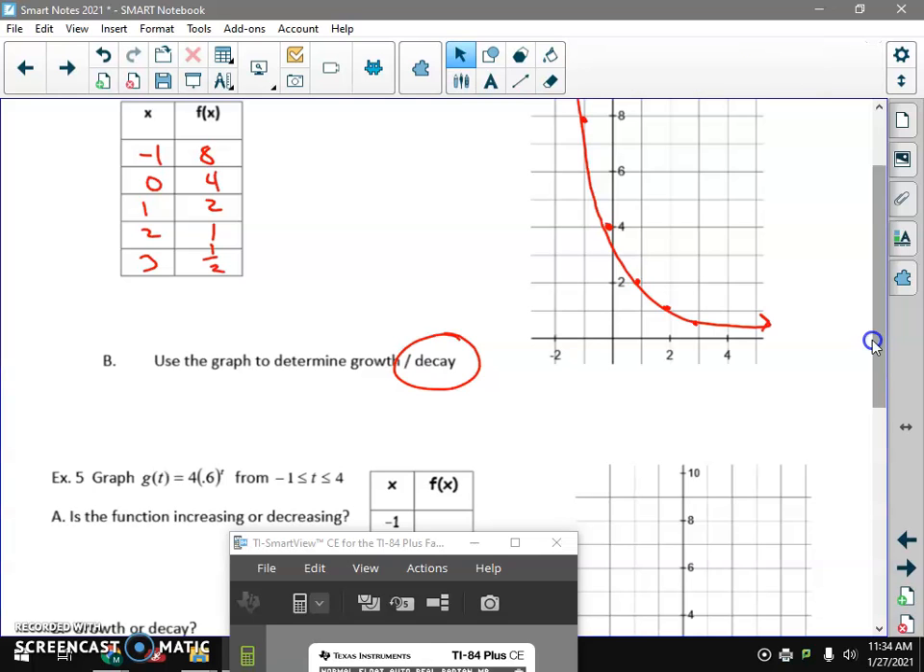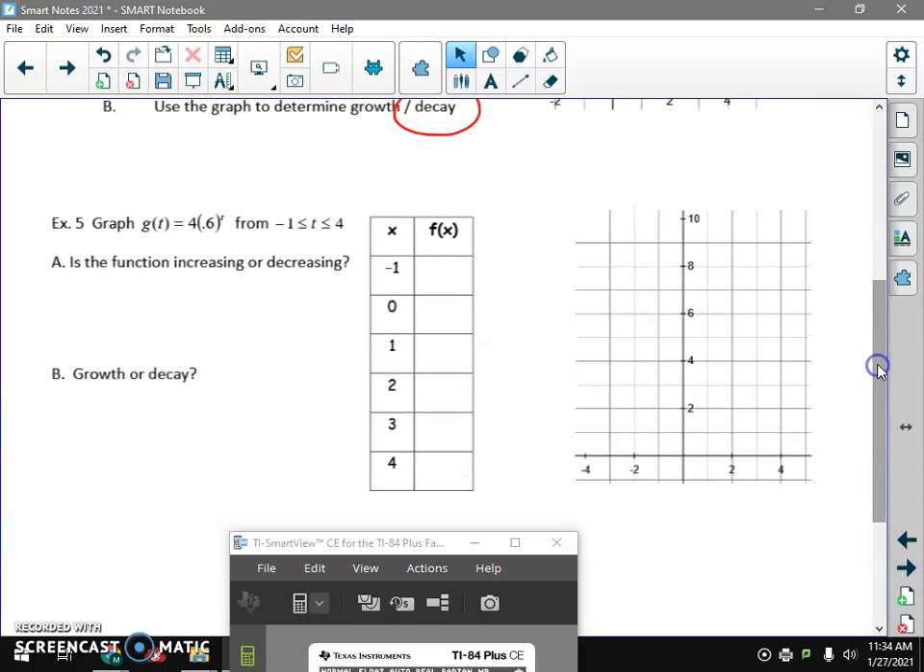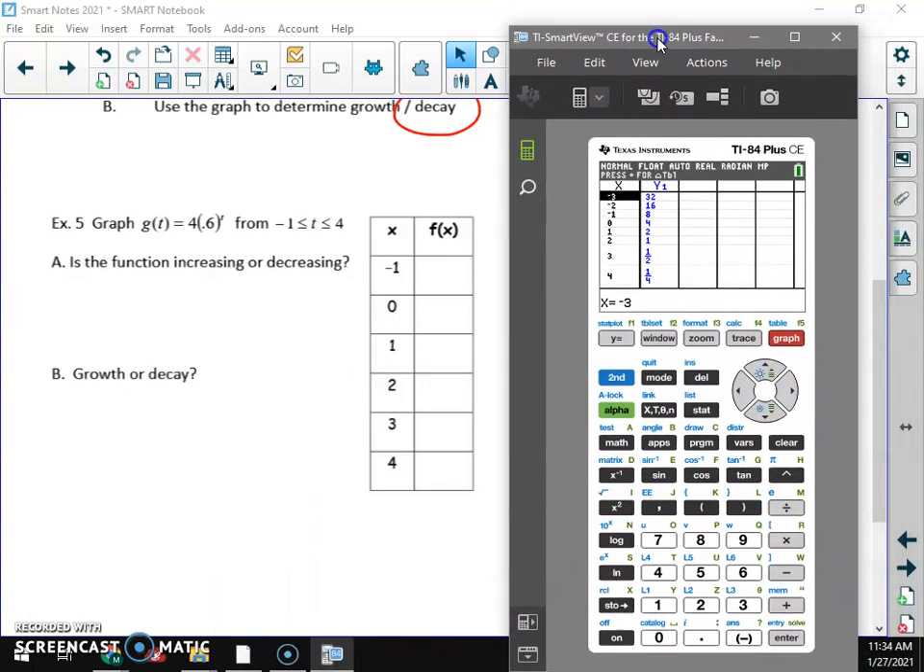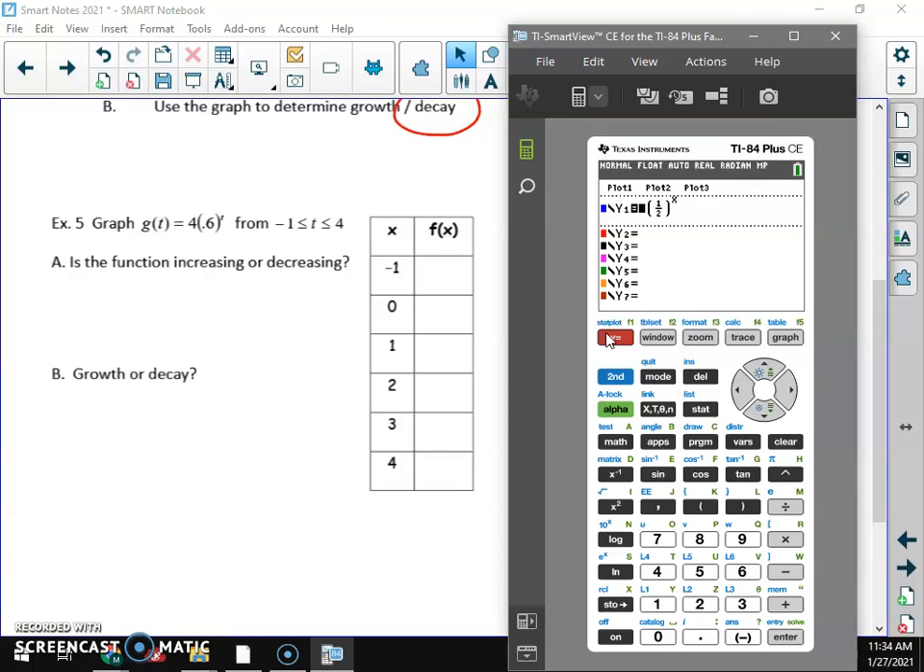All right, example 5. This one's a decimal one. 4 times 0.6. And again, the 4 is not the important one. It's the 0.6. 0.6 is a decimal, less than 1. So again, I'm going to guess decay. Let's see what happens. Go to our calculator. Let's get rid of what we have. 4, just like it's written, parentheses, 0.6, parentheses, caret x. Frontwards J, backwards J. Let's hit graph: backwards J.